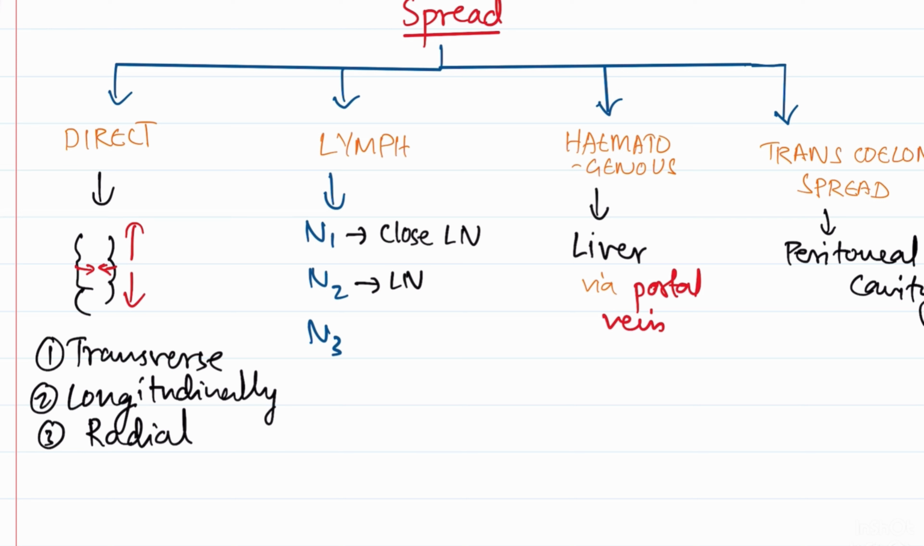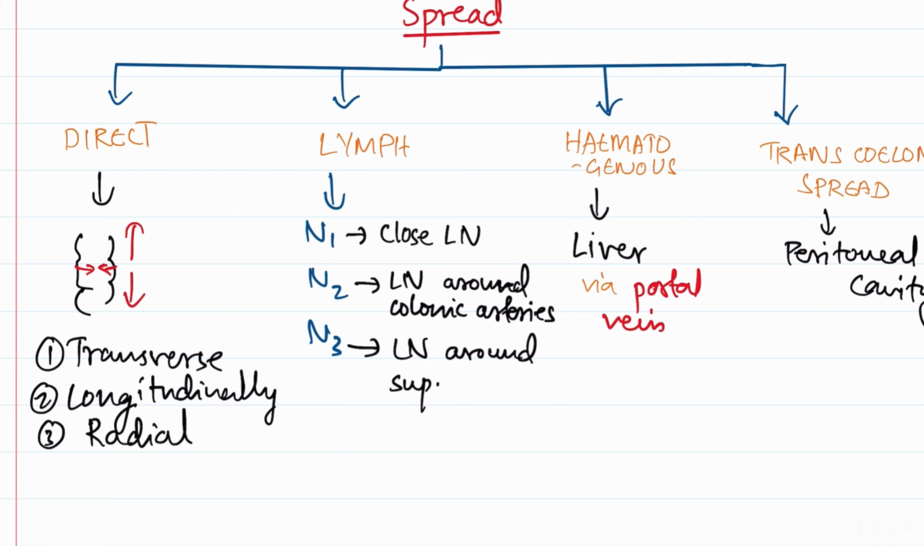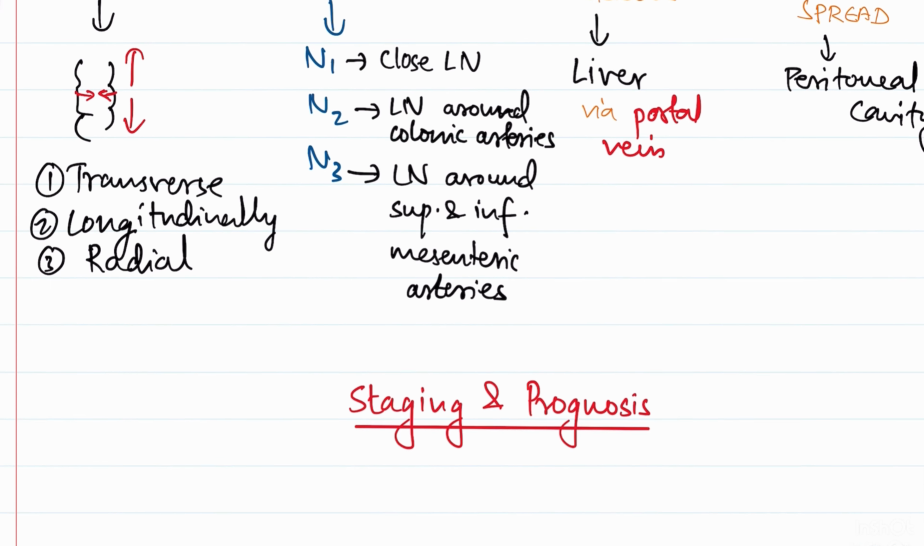So N2 will be the lymph nodes which are present around the colonic vessels, such as the right colic, mid colic, and left colic arteries. And N3 is further away. Where do these arteries arise from? These arteries arise from the superior and inferior mesenteric vessels. So the lymph nodes which are present further away, around the superior and inferior mesenteric arteries, are the N3 lymph nodes. Depending upon the lymph node involvement, we name them as N1, N2, and N3.